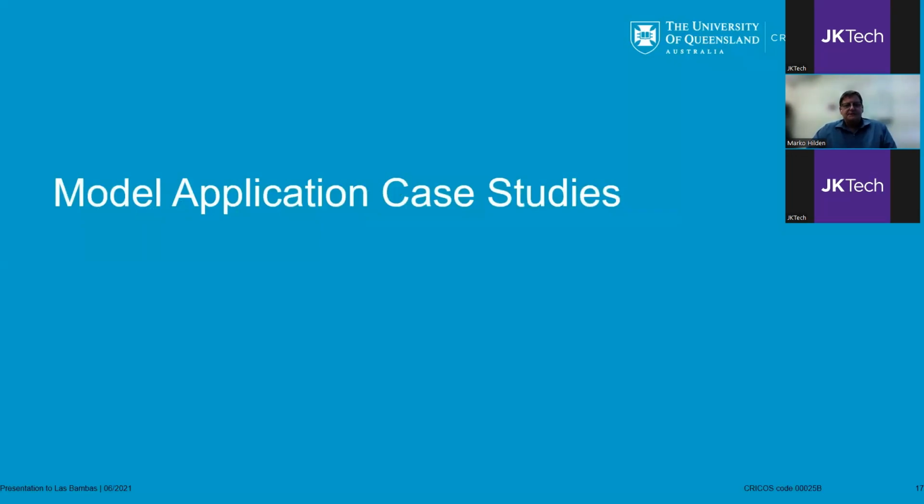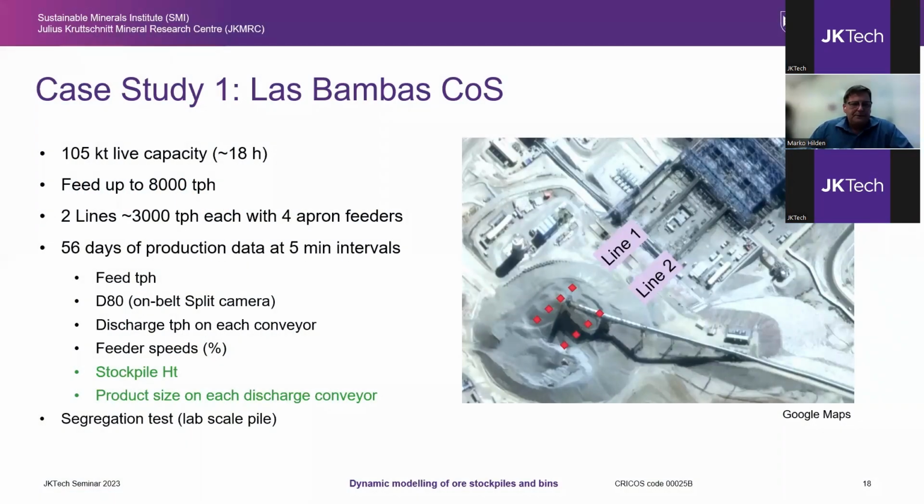Now let's apply the model to simulate real stockpiles. The first case study is of the coarser stockpile at Las Bambas in Peru. It's a large pile with about 105 kilotons live capacity, or about 18 hours of production. The stockpile is fed from the right, and at the bottom are 2 rows of apron feeders to feed 2 SAG mill lines at this interesting angle.